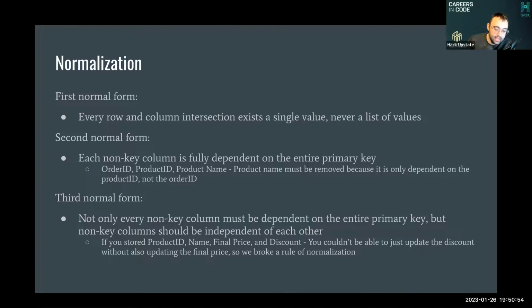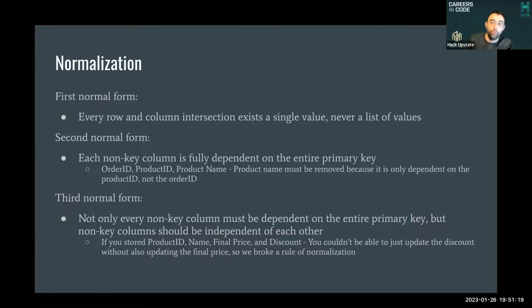And then the third normal form is saying not only that every non-key column must be dependent on the entire primary key, which is what the second normal form is, but non-key columns should be independent of each other. What's that mean? If you store product ID, name, final price, and discount, you wouldn't be able to just update the discount without also updating the final price.